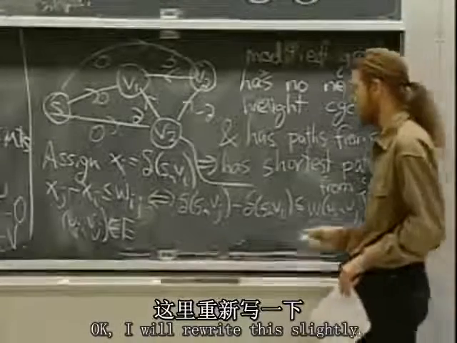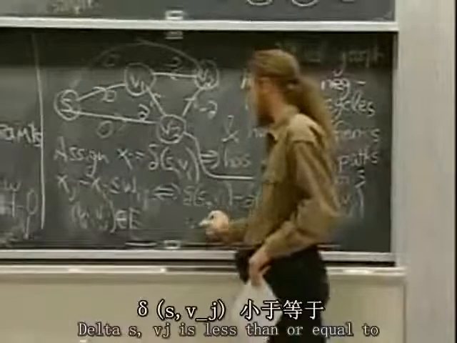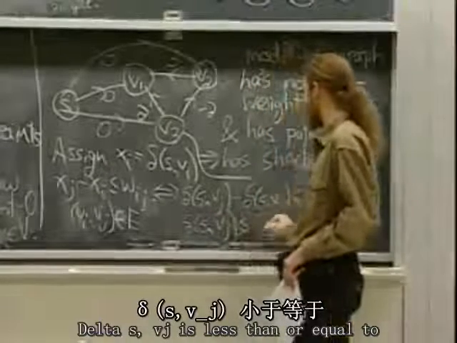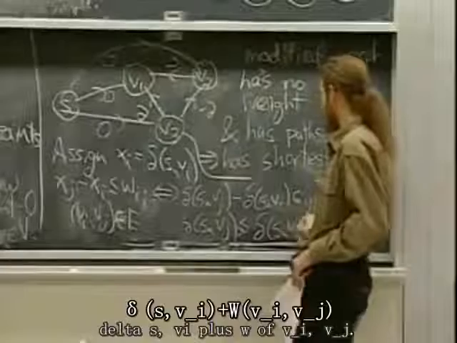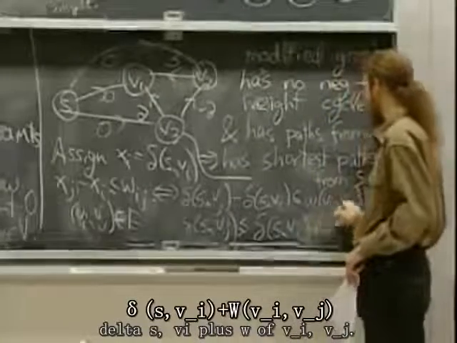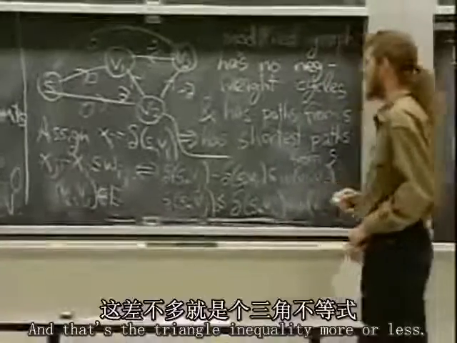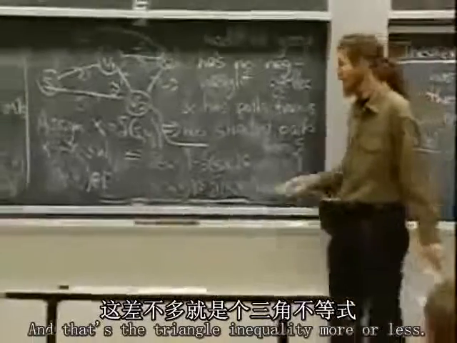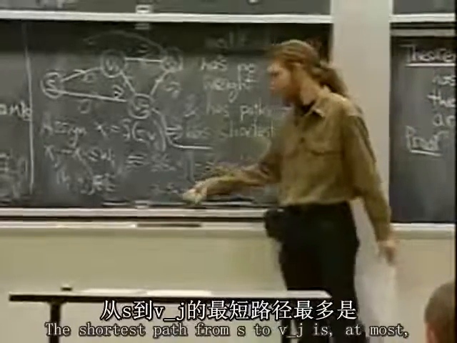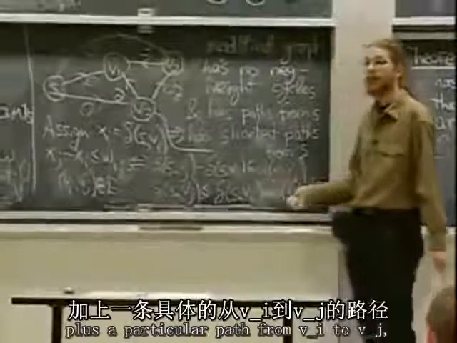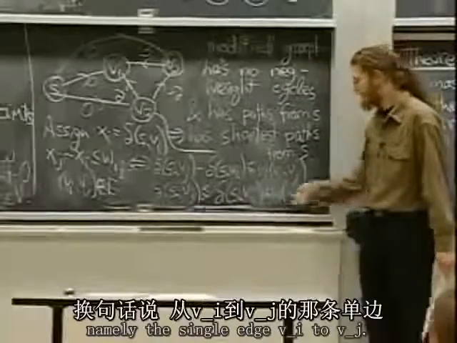Okay, I will rewrite this slightly. Delta of s vj is less than or equal to delta of s vi plus w of vi vj. And that's the triangle inequality, more or less. Shortest path from S to Vj is at most shortest path from S to Vi plus a particular path from Vi to Vj, namely the single edge Vi to Vj.